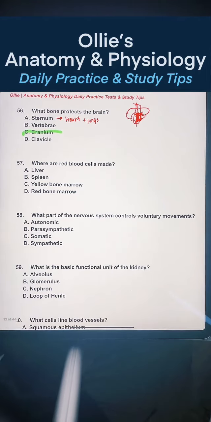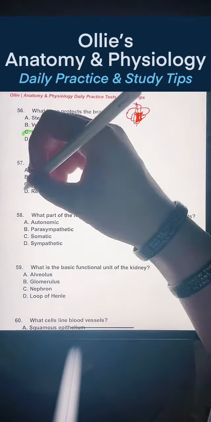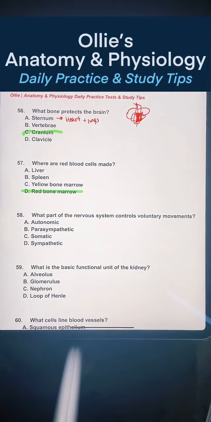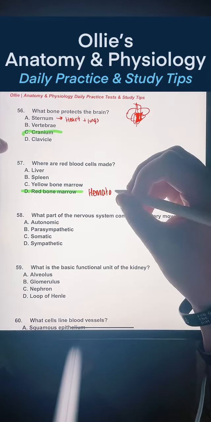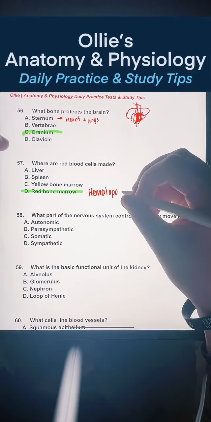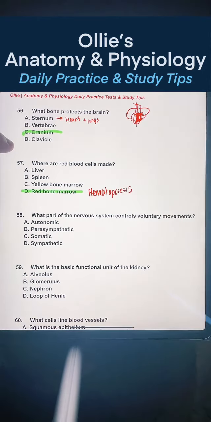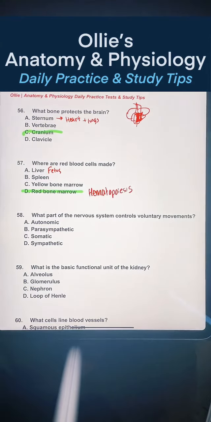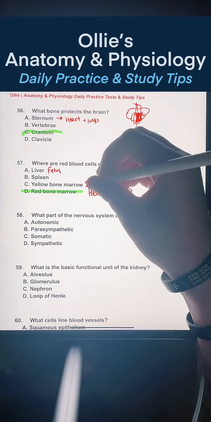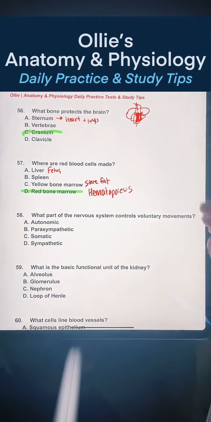But 57, where are red blood cells made? The answer is D. It is the red bone marrow. Red bone marrow in long and flat bones produces red blood cells via hematopoiesis. The liver produces red blood cells in the fetus, actually. So this is in the fetus. The spleen is going to break down old ones and recycle them, and the yellow bone marrow is going to store fat.